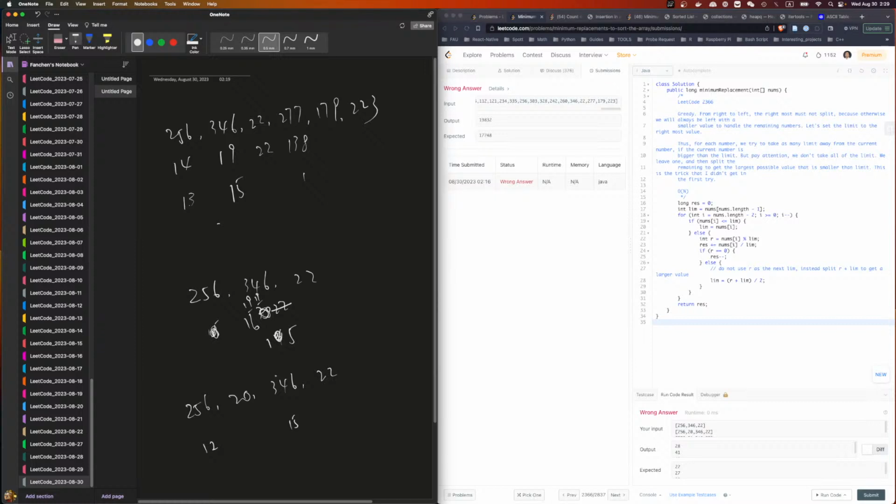Are you kidding me? I guess not. 346 divided by 15 is 23. Hold on. If we do 20, holy crap, I think I know. So if we take 22 every single time, right? We take 22, 22, 22. So we take 14, 22, another 22, and then 16, right?